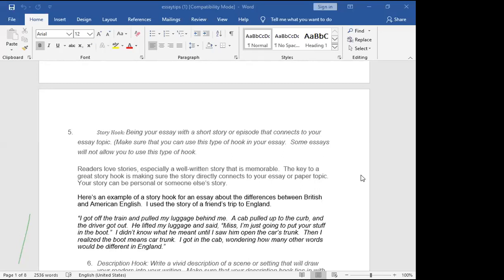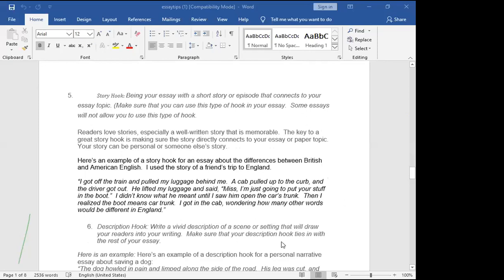So what is hooking the writer here is that in England they use the word boot to mean the space behind the car where you can keep your luggage, but the American person calls it trunk. You see now, just a simple paragraph, but it is attracting you if you are somebody who has a lot of interest in language, exactly how do they speak in England and exactly how do they speak in America.